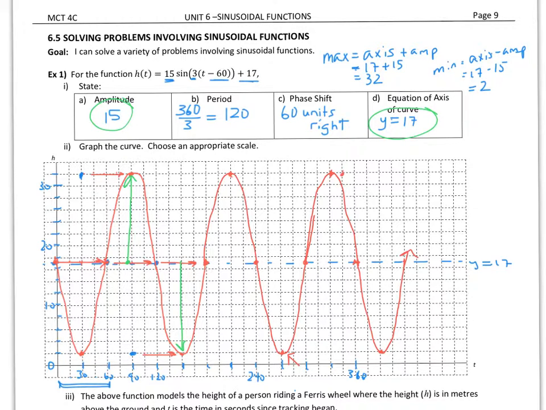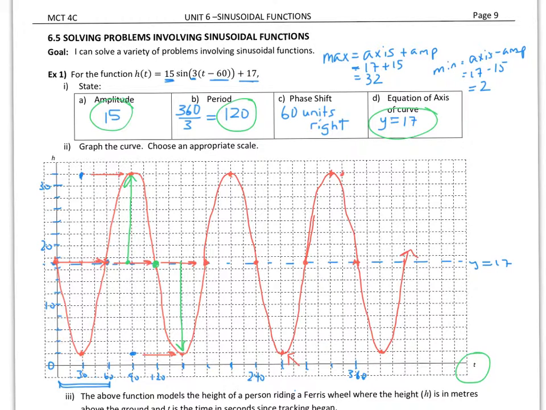The period is 120. Now that's the time, or the horizontal distance, of one cycle, meaning really one cycle is one rotation of the wheel. So that 120 is matching up with the time. It's the time it takes for the wheel to make one complete revolution. All right, so I'm going to summarize that on the next page. But before we do that, I want to talk about part E and F.